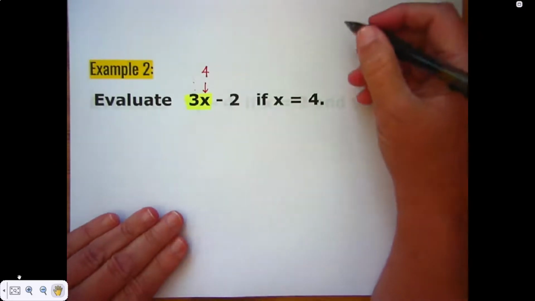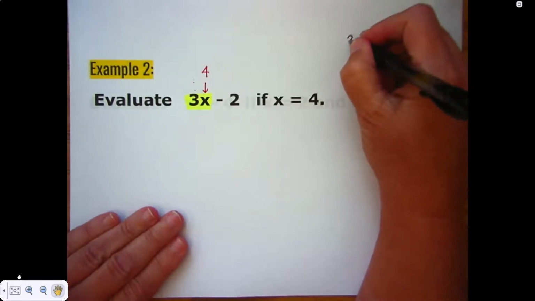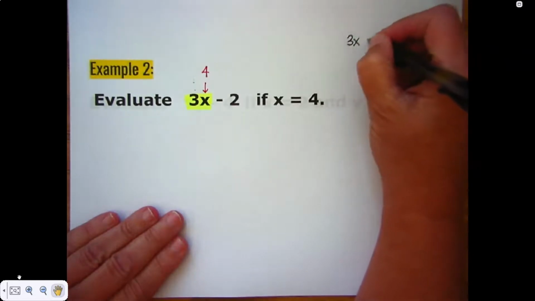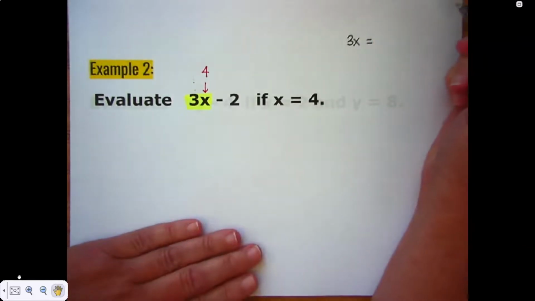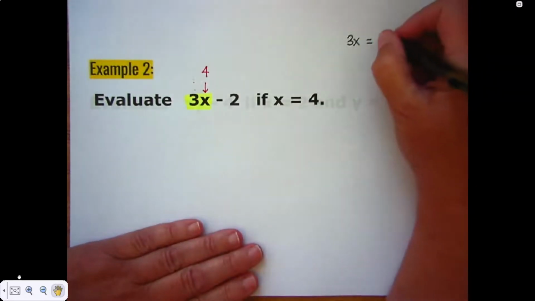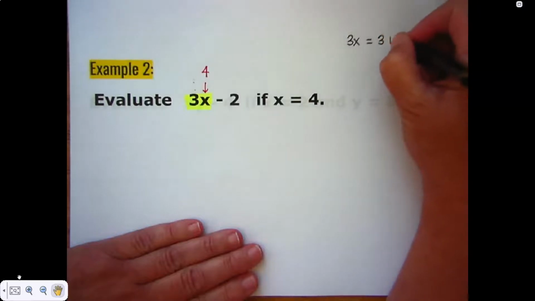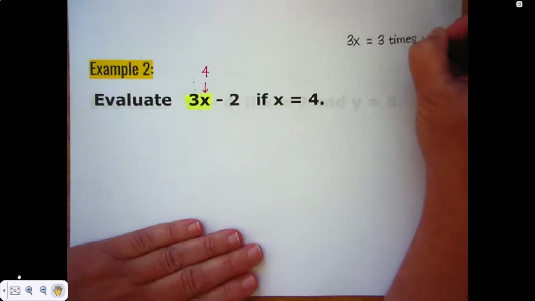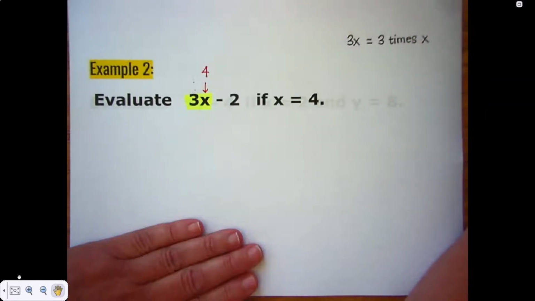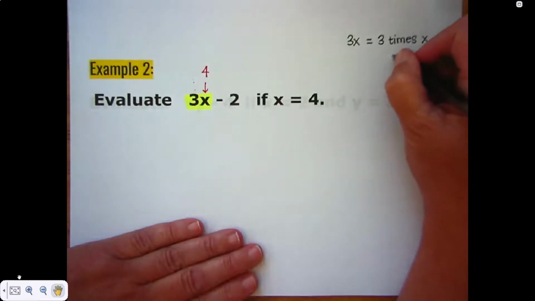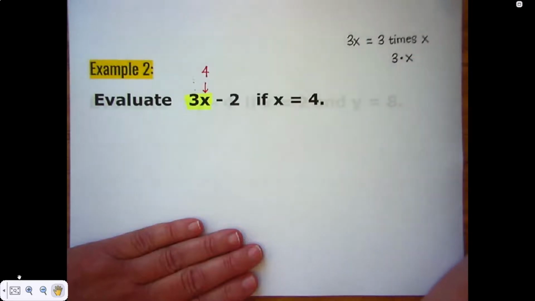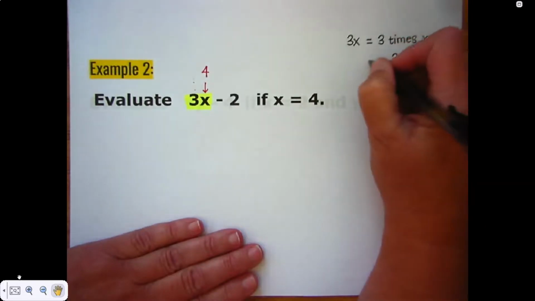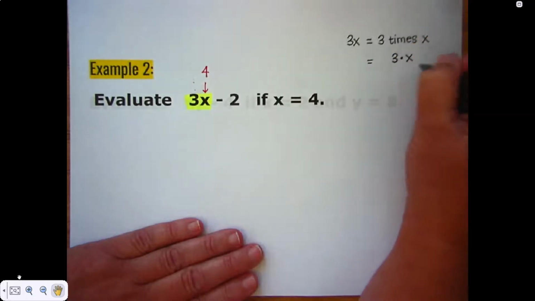Okay, so let me come up here. When we see 3x, I want you to think about what that really means. 3x means 3 times x. So when I see that 3 sitting right there next to that x, I know that that means that I am multiplying 3 times x. And you all will probably recall that you can use a dot to show that. So 3x is equal to that.